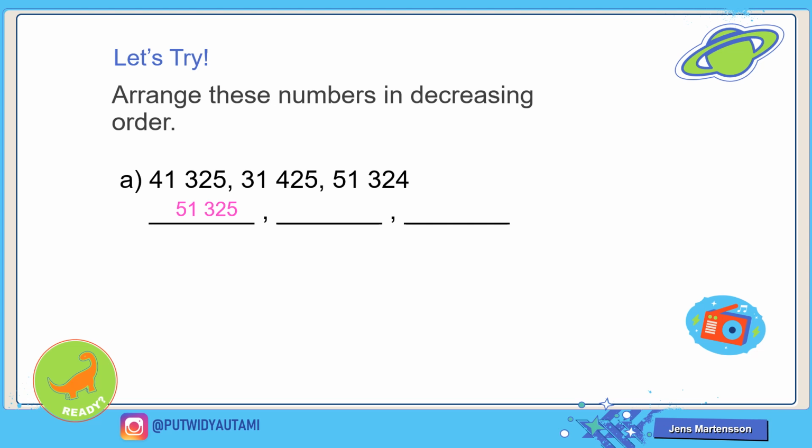So, what's next? Yeah, 41,325. And the last is 31,425. For your information, before we compare them, we have to make sure that all of them have the same number of digits. In this case, all of these numbers have 5 digits, right? Let's try the next one.